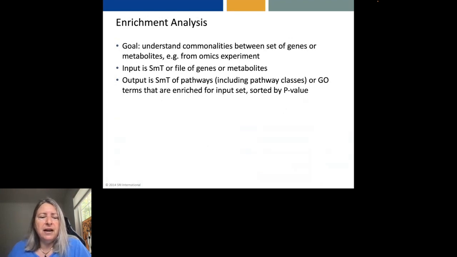You can either get a list of pathways. That's the only one that's available for metabolites. But for genes, you can get a list of pathways, which will include pathway classes, or GO terms that are enriched for the input set. And these will be sorted by p-values. And in addition to pathways or GO terms, for databases where you have transcriptional regulators, you can also look for transcriptional regulators that are enriched, or you can say all of the above.